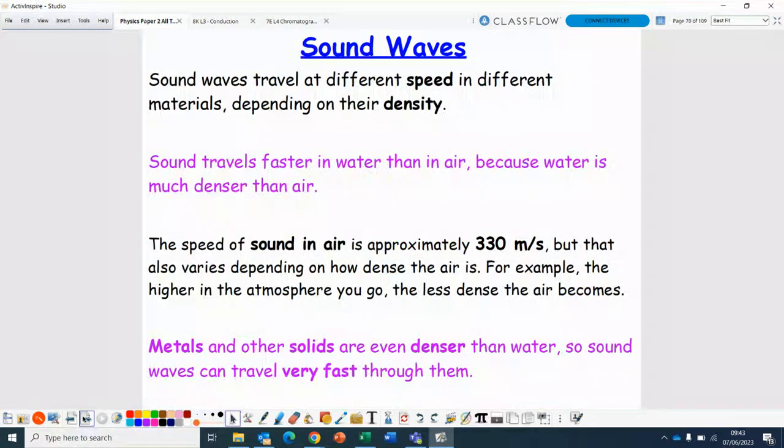Sound waves, you do need to be aware that sound travels fastest in solids, actually, if you want to be really specific, because it needs the particles. Light does the reverse. Light travels fastest in a vacuum because it doesn't need the particles. You do need to be aware that the speed of sound in air is 330 meters per second. The denser the material, the faster sound can travel because it needs those vibrations.